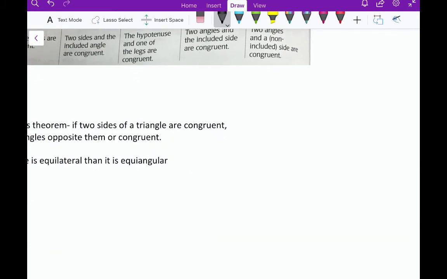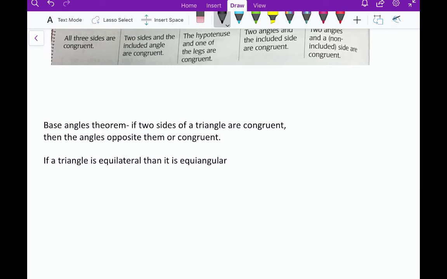The last thing here that you need to know is the base angles theorem, which says if two sides of a triangle are congruent, then the angles opposite them are congruent. So what this means is if I have this triangle and those sides are congruent, then these angles that are opposite those sides are also going to be congruent. So in an isosceles triangle, the angles opposite the sides that are congruent will also be congruent.